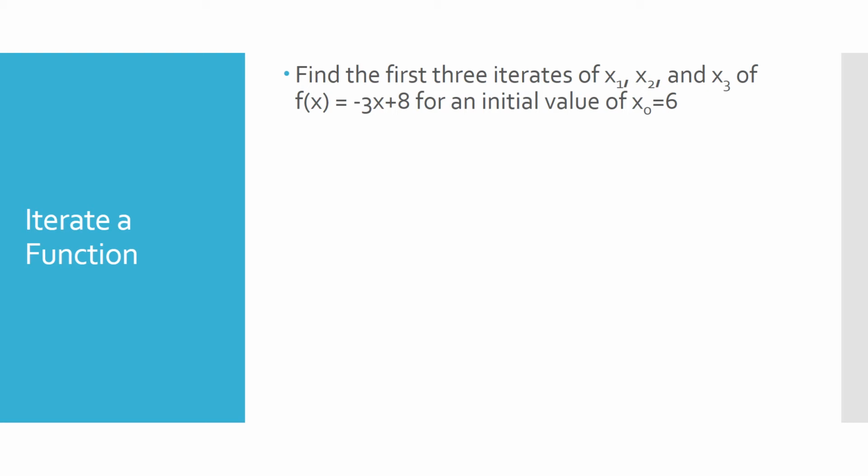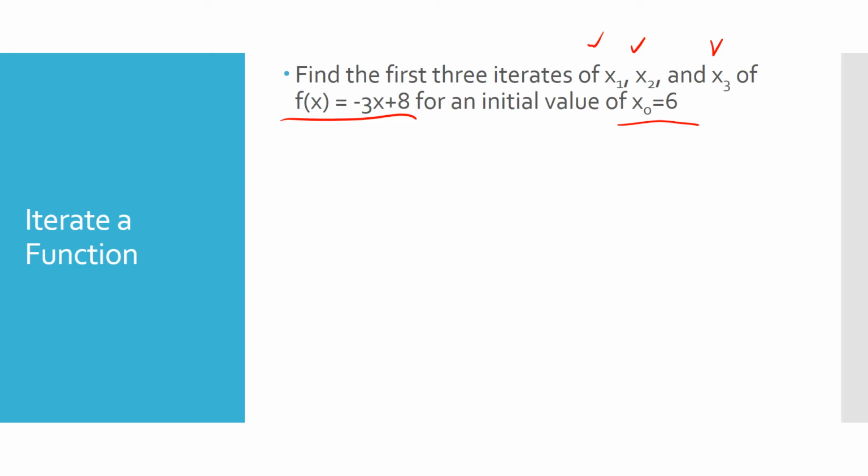All right, let's tackle this last little piece in chapter section 10-5, recursion and iteration. We are now going to look to iterate a function. This is very similar to a recursion, except that we've got a function, f of x, and we're given a function equation. In this case, f of x equals negative 3x plus 8. We're asked to find the first iterates, x1, x2, x3, and we're given an initial value of x subscript 0 equaling 6. So again, very similar to what we see in a recursion.